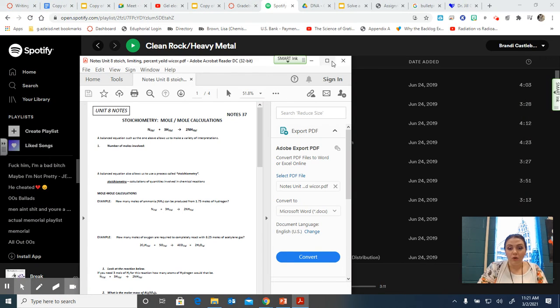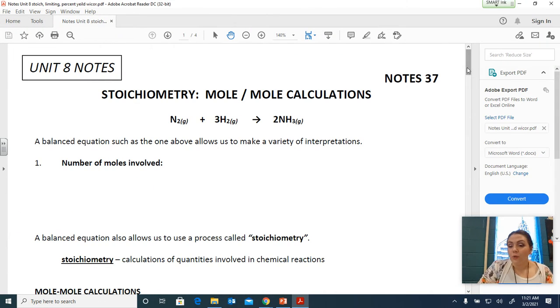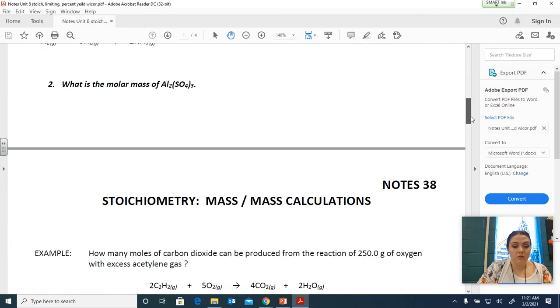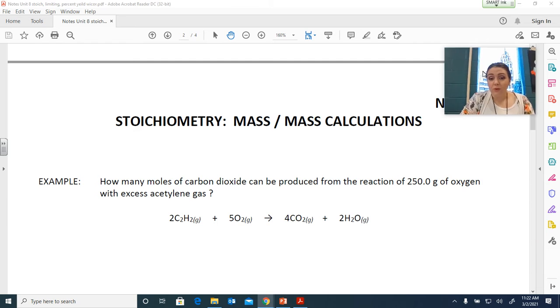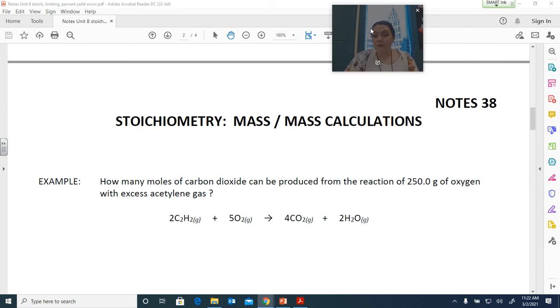Okay, so you're going to do the second set of notes. Notes 38, mass to mass. This unit is really going to be pretty short because we did 1-steppers yesterday. This is 2 and 3 steps today. And then we just practice those this week. Next week, you'll do one more thing that goes into this unit.